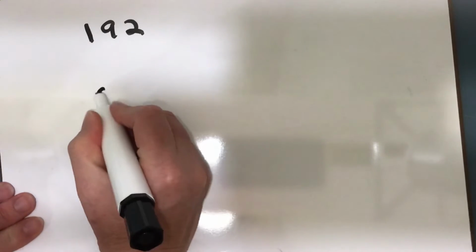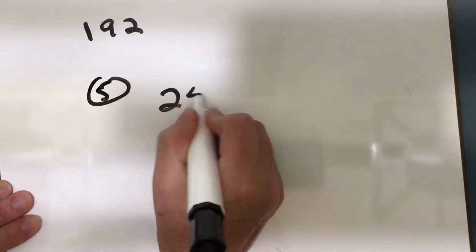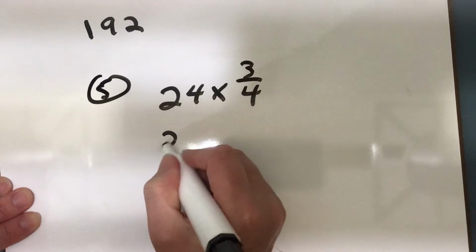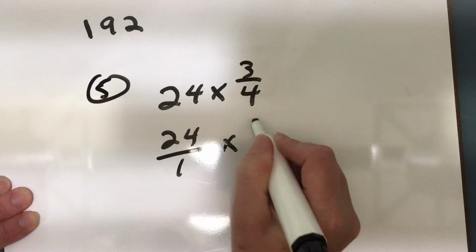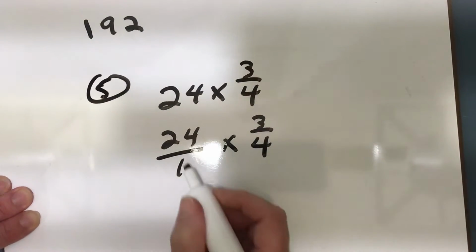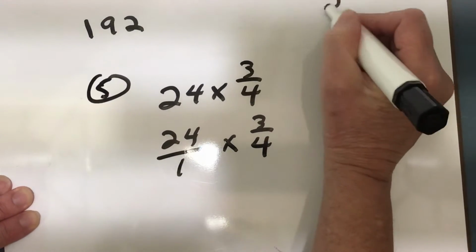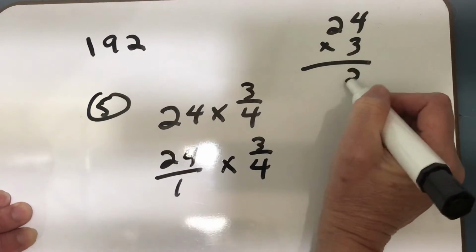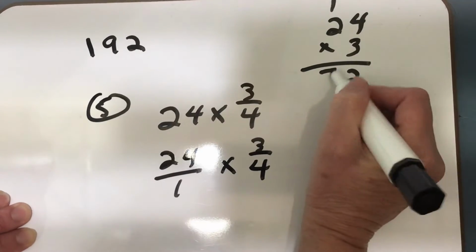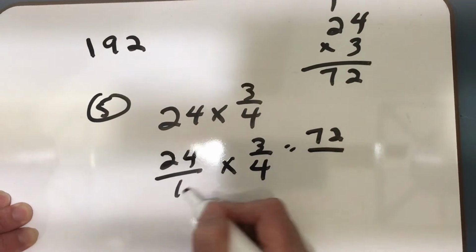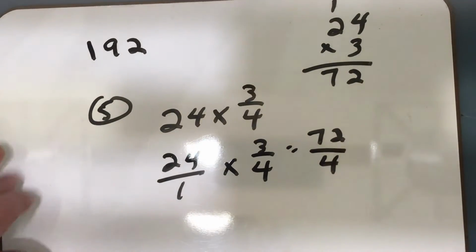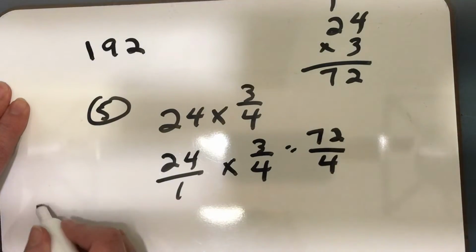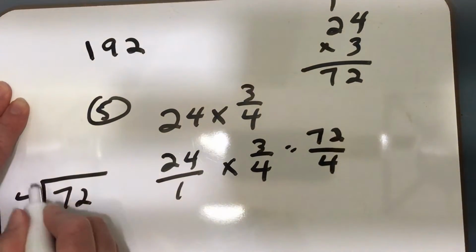Okay, and let's go down to the second part. Number 5. You have 24 times 3/4. So make 24 a fraction. 24 over 1 times 3/4. Now you have to multiply 24 times 3. So write that out off to the side. Okay, so we have 3 times 4 is 12. 3 times 2 is 6 plus 1 is 7. So that equals 72. And then 1 times 4 is 4. So 72/4. But you need to divide to change that to a mixed number or a whole number.